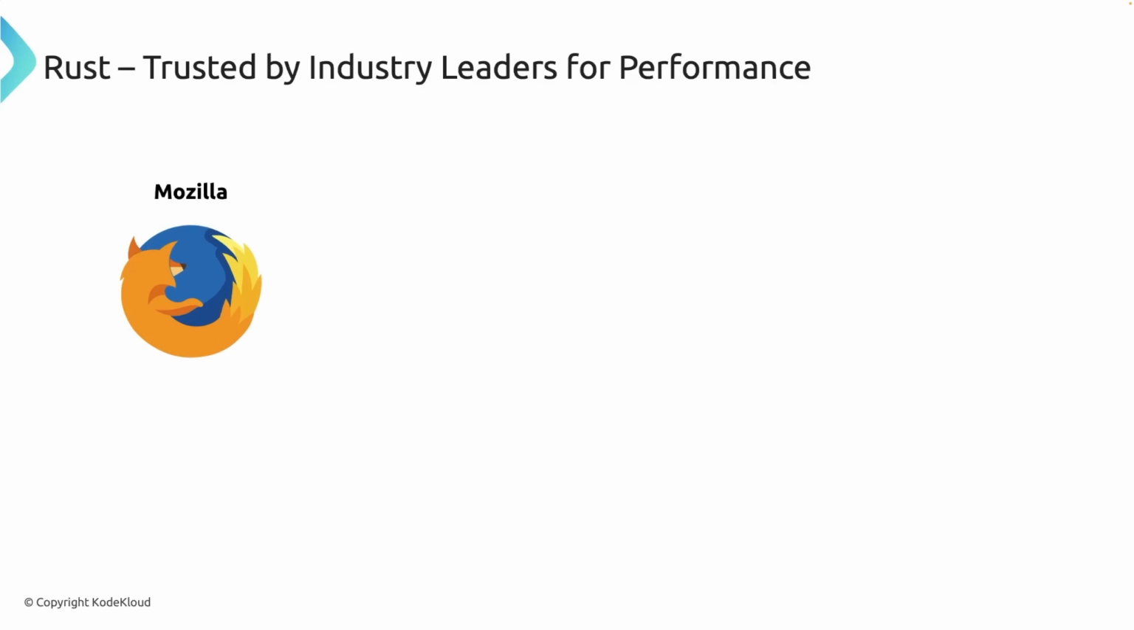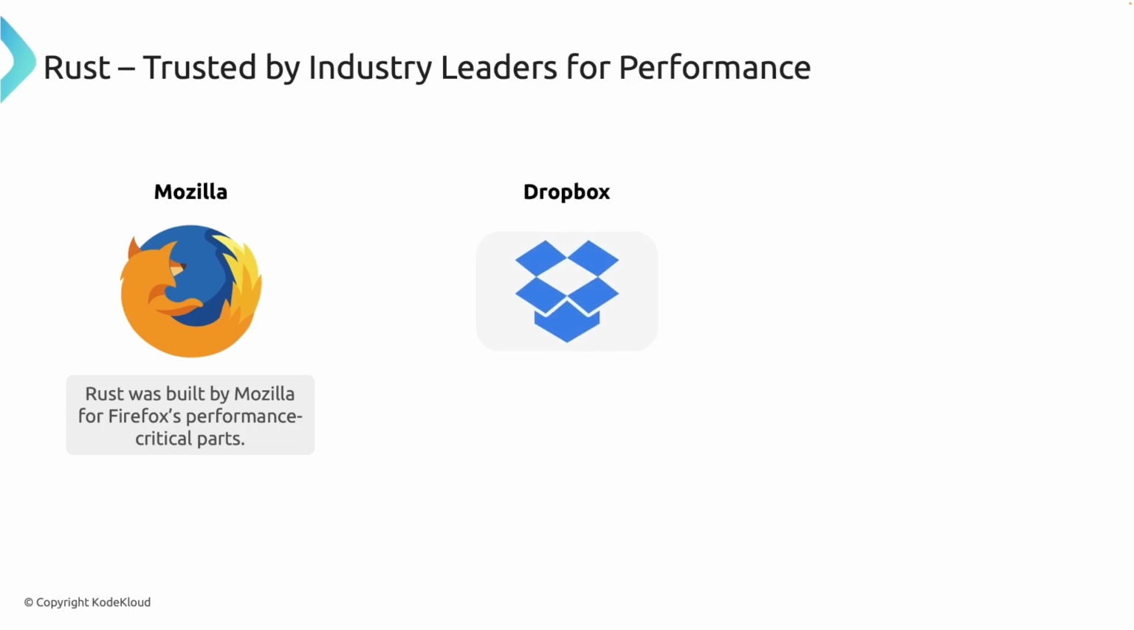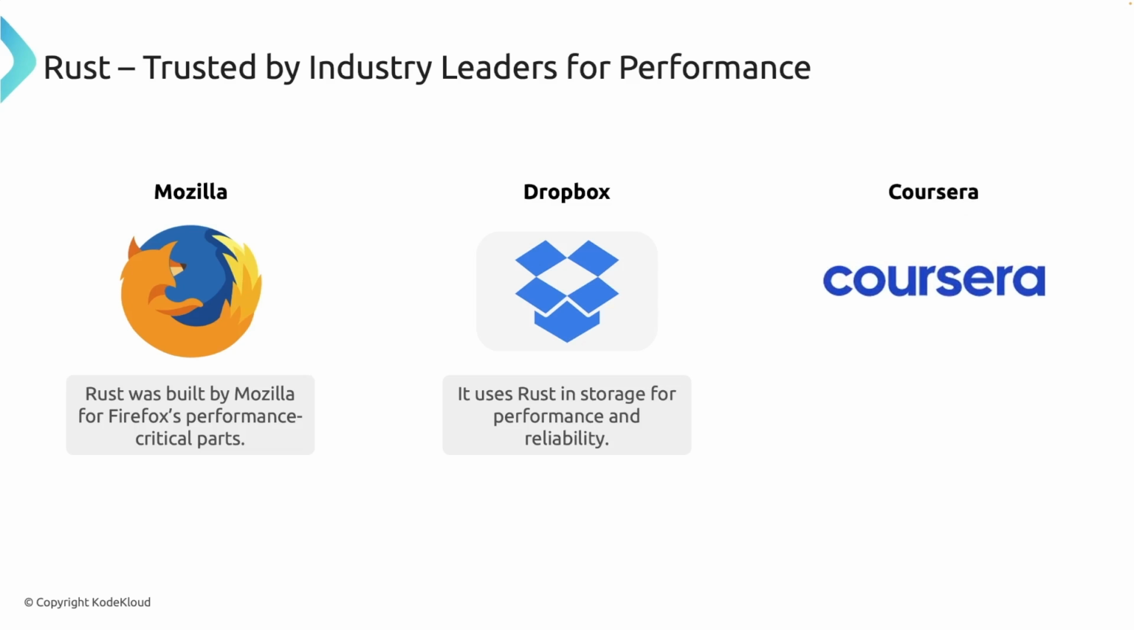For example, Mozilla. Now, Rust was originally developed by Mozilla for performance-critical components of their Firefox browser. It's also used in Dropbox, where they use Rust for parts of their file storage backend to improve performance and reliability. Coursera implements Rust for their data processing pipelines, benefiting from Rust's efficiency and safety.